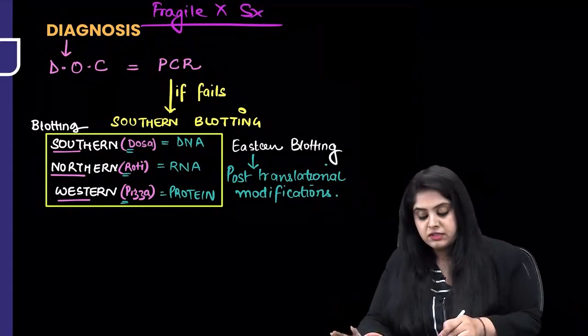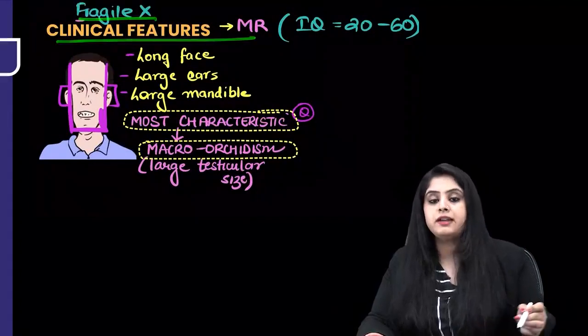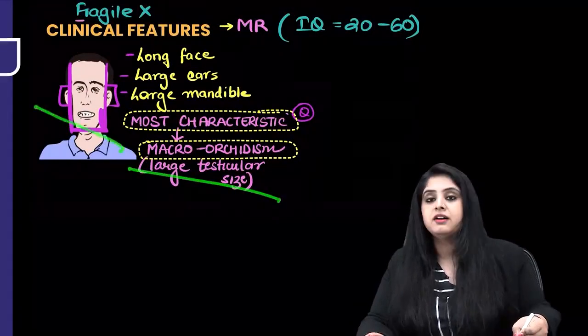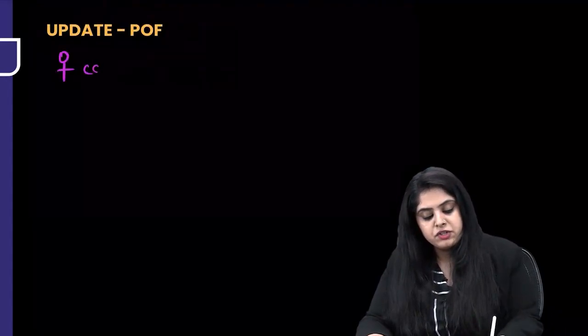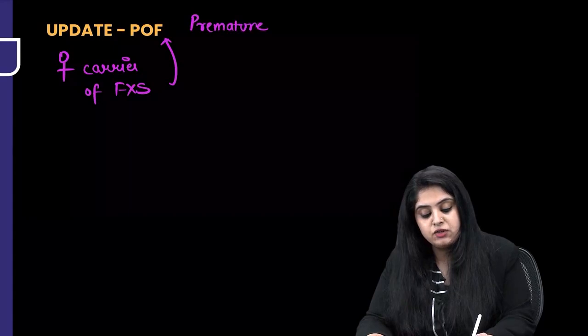If you noticed, by now I was only talking about Fragile X syndrome in males: macroorchidism, the male facial features. What about females? There's an update. Female carriers of Fragile X syndrome show premature ovarian failure. That's a line that has been added in Robbins, which all of you have to know. Premature ovarian failure is seen in the female.